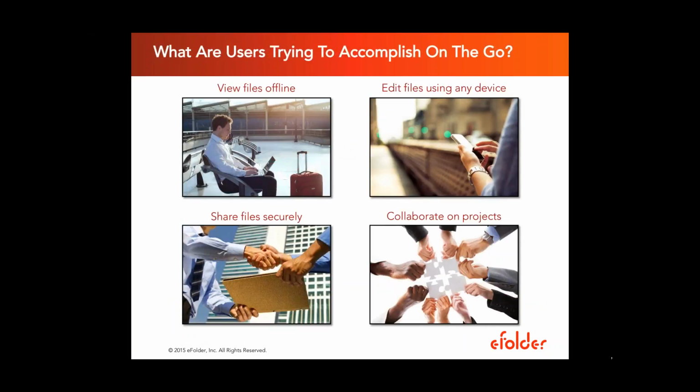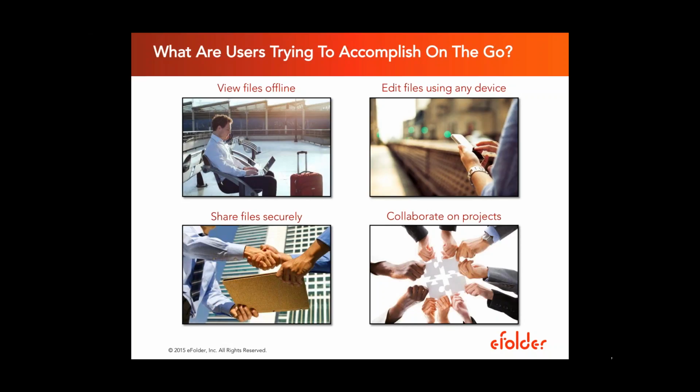So here are a few very common examples of what users are trying to accomplish when they are on the go. Users want to be able to save files for offline viewing. This is especially true for users who travel a lot for work. Being able to easily save or download files for offline viewing and editing empowers their productivity, even when internet service isn't available. Users also want to be able to edit files using any device so that work can be done on the go even if they don't have their laptops with them.